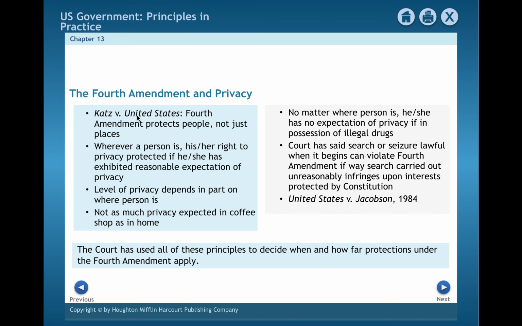So in Katz v. United States, it was decided that the Fourth Amendment protects people and not just places, right? Wherever a person is, his or her right to privacy is protected if he or she has exhibited a reasonable expectation of privacy. So the level of privacy depends in part on where a person is, right? If you're in a coffee shop or you're in your home, there's a greater expectation of privacy in a person's private home than in a public place.